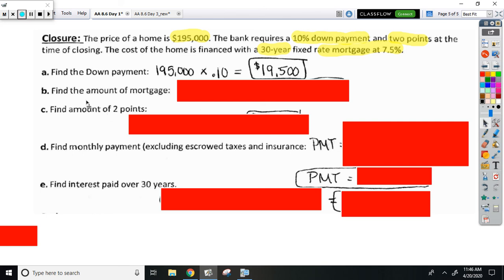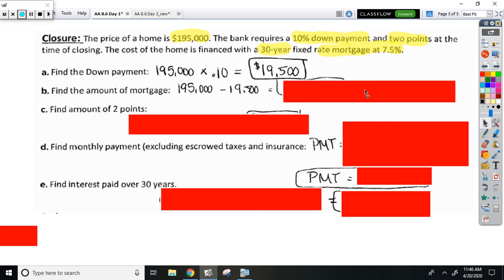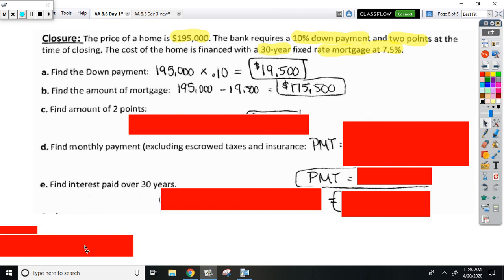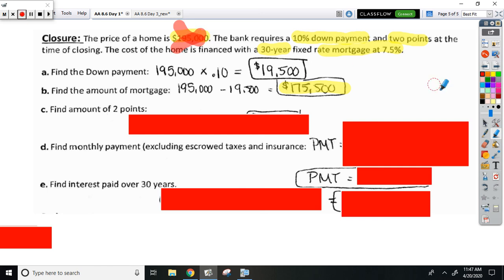For part B, they'll ask us to find the amount of the mortgage. We just need to subtract the down payment from the purchase price. So we'll take 195,000 minus 19,500. We'll get 175,500. Remember, this is your P value. So you basically want to get rid of that 195,000. This is going to get used in all the calculations underneath it. We never use that number ever again.